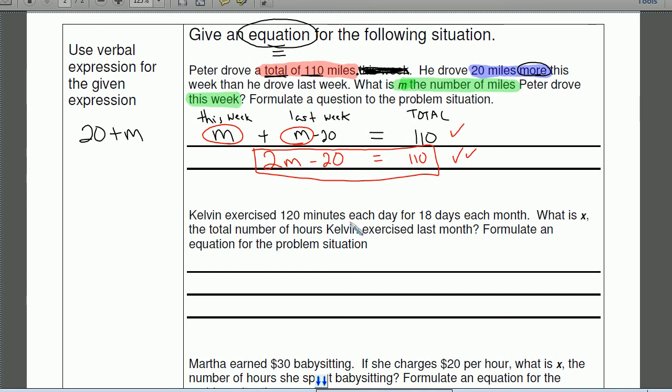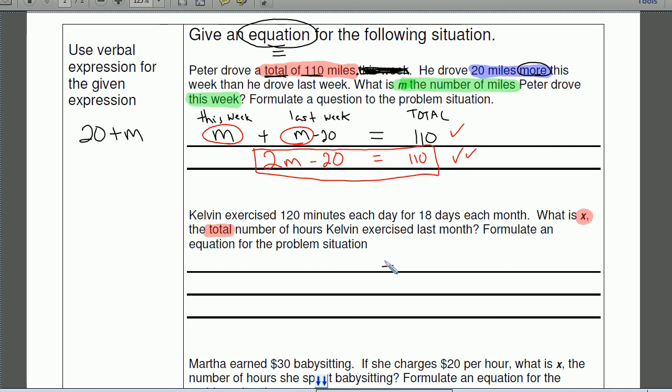Kelvin exercised 120 minutes each day for 18 days each month. What is x, the total number of hours Kelvin exercised last month? Formulate an equation for the problem situation. Okay, so let's highlight the important information here. I think I saw a word total. Here's the word total. And the word total is talking about the total number of hours, right, that Kelvin exercised. And that is x. So I already know that x is going to be all by itself on one side of that equal sign.